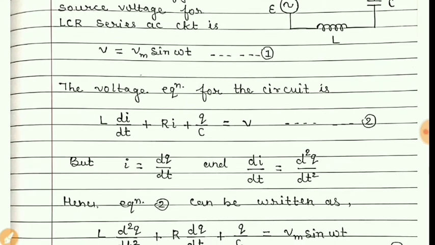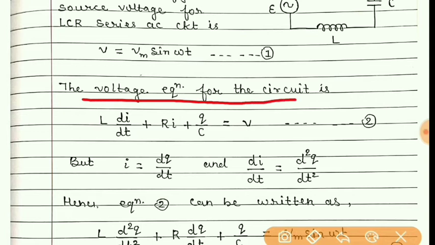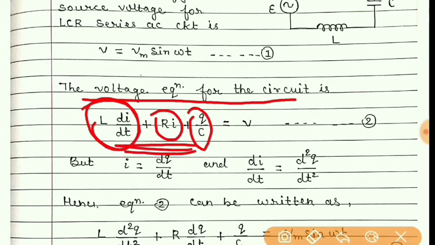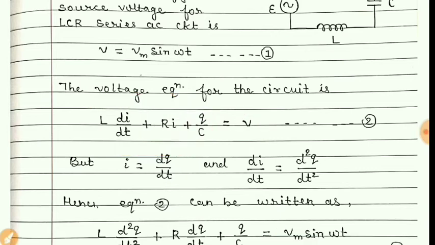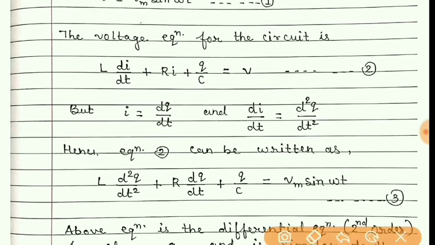Next is the voltage equation for the circuit. Voltage across the inductor is given by L di by dt. Voltage across the resistor is R into I, and voltage across the capacitor is Q by C. The addition of all these three voltages will give the voltage of the source, because these components are connected in series. Let us give this equation number 2.